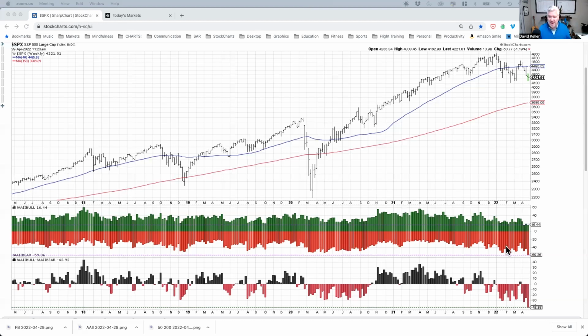Now, I like to look at the AAII survey in a series of histograms. This is how I have it set up on StockCharts. The green bars, it's a weekly chart, and going back for 5 years, the green bars here give you the bullish reading. So what percent of the respondents were bullish in a given week?